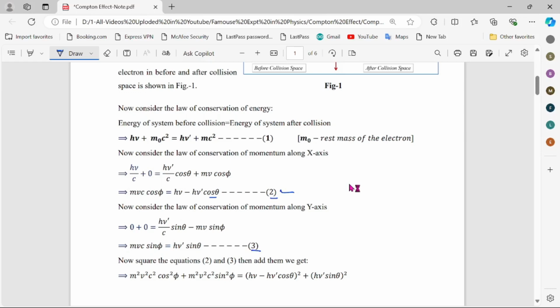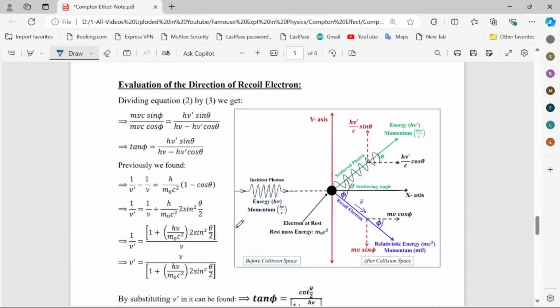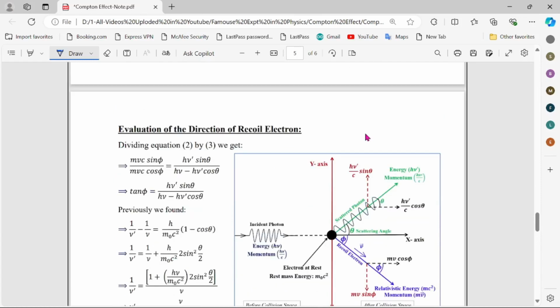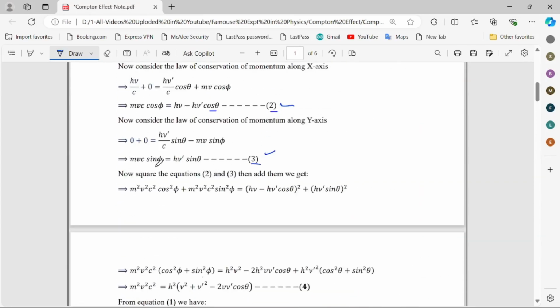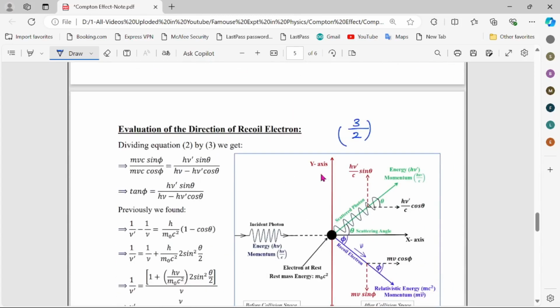Okay, now we are going to use equations 2 and 3. That means we are just going to divide equation 3 by equation 2. In equation number 3, we have mvc sin phi. So mvc sin phi by mvc cos phi will be equal to h mu dash sin theta by h mu minus h mu dash cos theta.